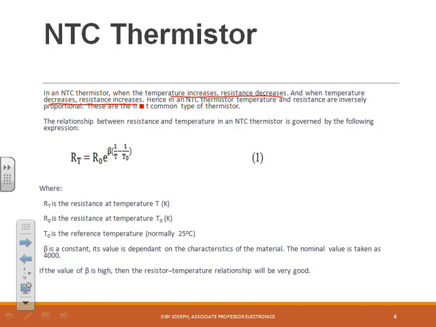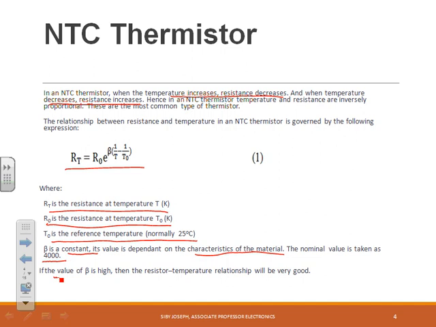The relationship between resistance and temperature is represented by the equation RT = R0 × e^(β(1/T − 1/T0)), where RT is the resistance at T degrees Kelvin, R0 is the resistance at the temperature T0, and T0 is the reference temperature, normally 25 degrees centigrade. T is the measured temperature, and beta is a constant whose value depends upon the characteristics of the material. Normally, its value is taken to be 4000.